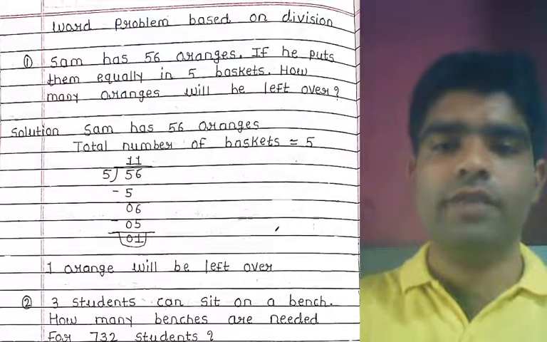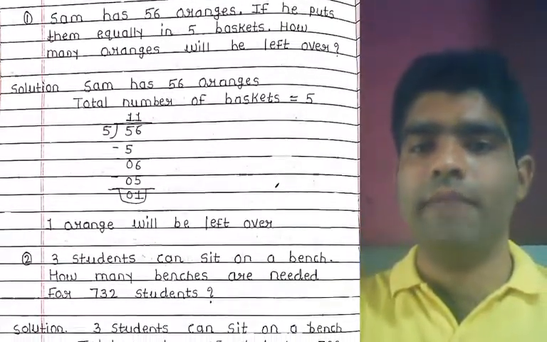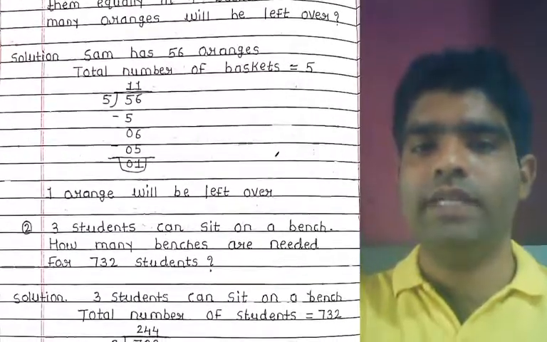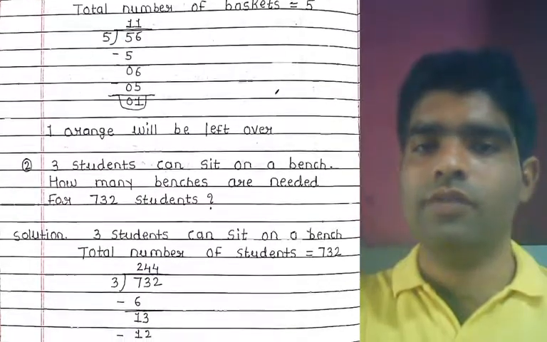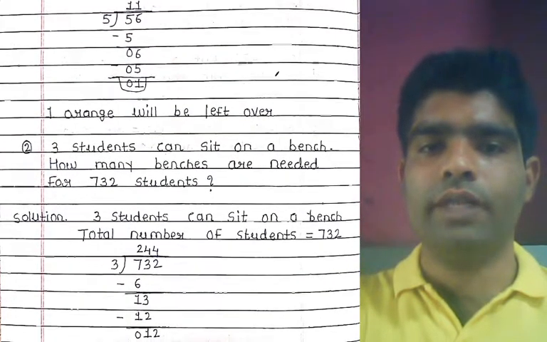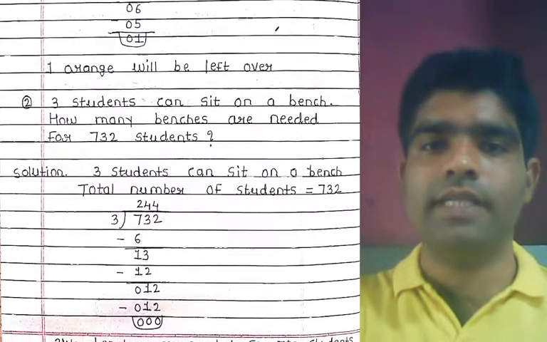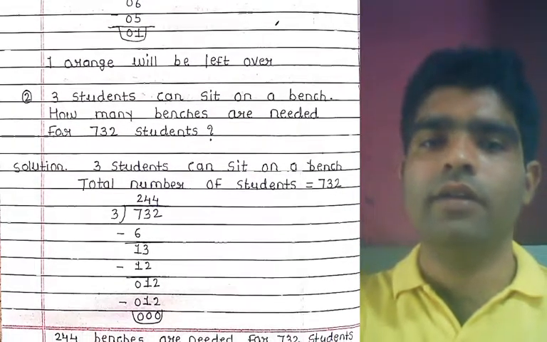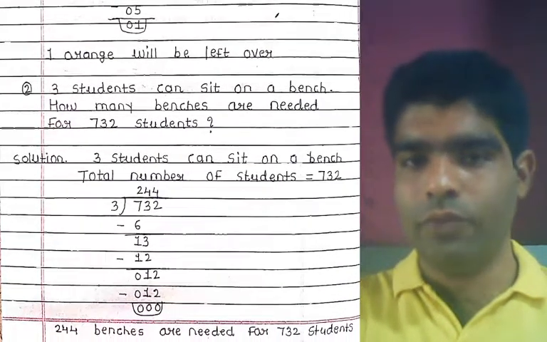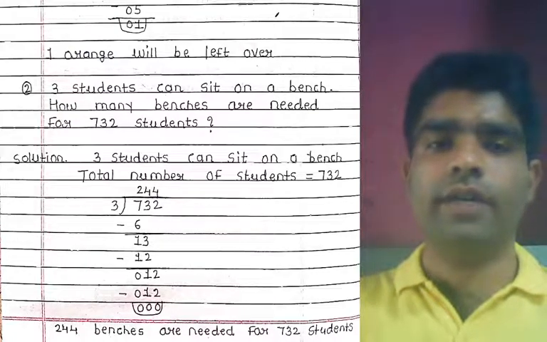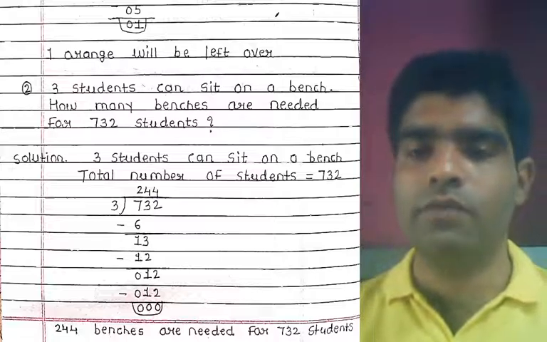Now next one, we have to start the next example. 3 students can sit on a bench. How many benches are needed for 732 students? Now listen here. First of all, read the information carefully. Your information is given to you. It means 3 students can sit on a bench, and the given condition is the total number of students, which is 732. We have to write down the given condition: 3 students can sit on a bench, and the total number of students is 732.